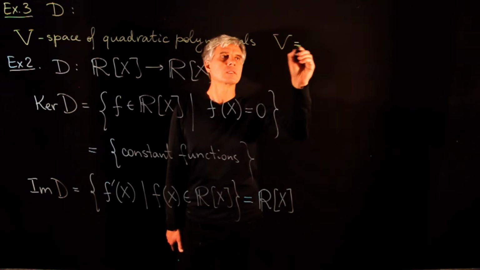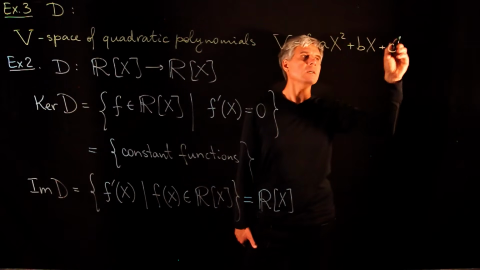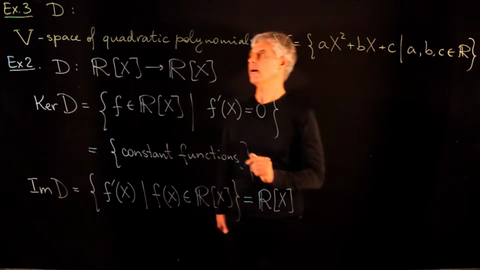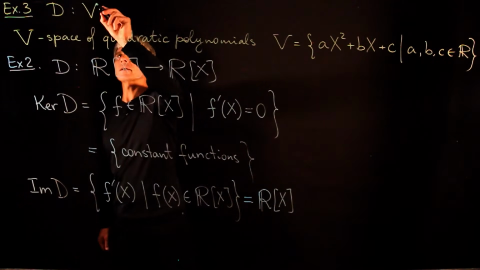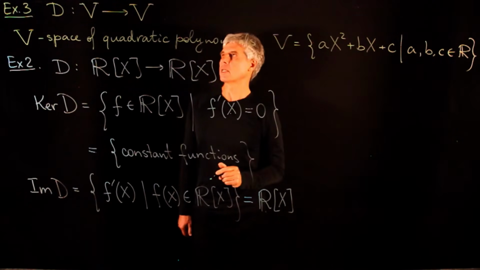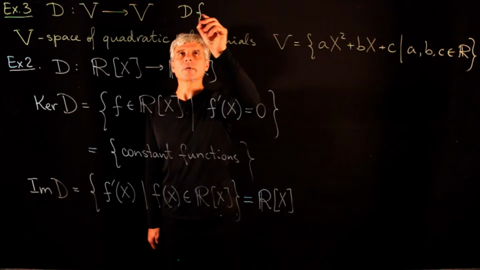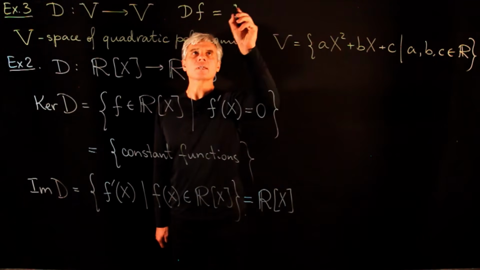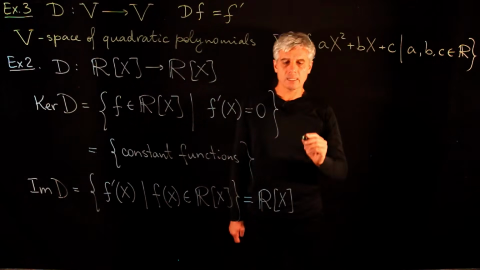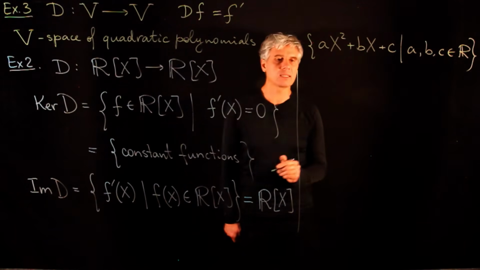So V is the set of polynomials ax squared plus bx plus c, where a, b, and c run over real numbers. And now we apply differentiation operators only to polynomials in V and consider values also in the same space V, right? So D applied to a polynomial f is equal to f prime. So we take the derivative. So let us see what is the kernel and the image of this operator in this setting.